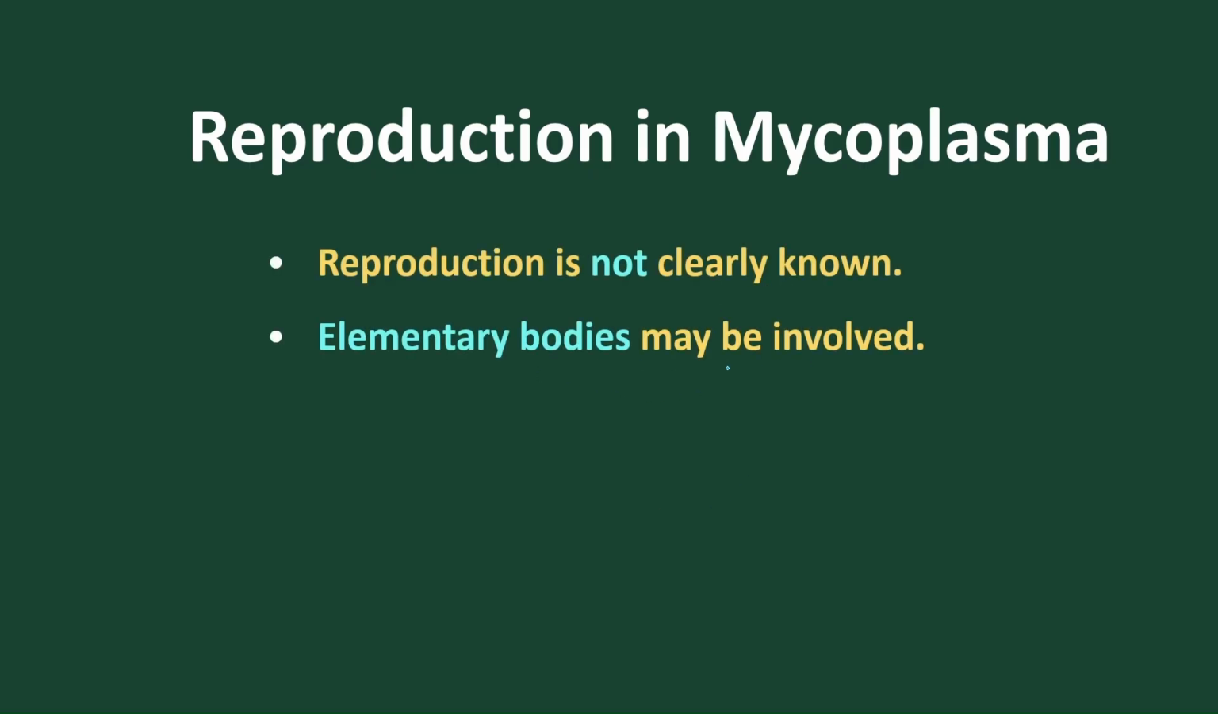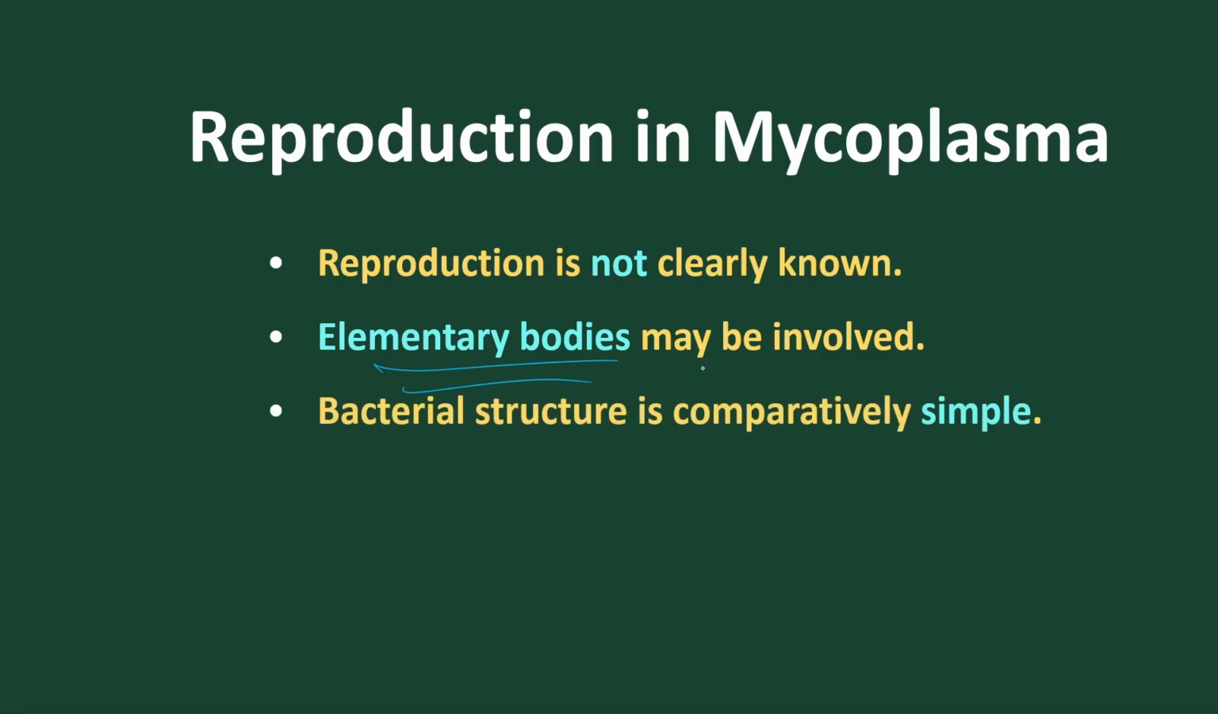Reproduction in Mycoplasma. Normally the reproduction in Mycoplasma is not so well known, as it is a prokaryotic cell. So the reproduction is mostly by binary fission. Not clearly known, but elementary bodies may be present in it, and these elementary bodies help in division of this bacteria. Mycoplasma bacterial structure is very simple. Now move into the different facts of this chapter.